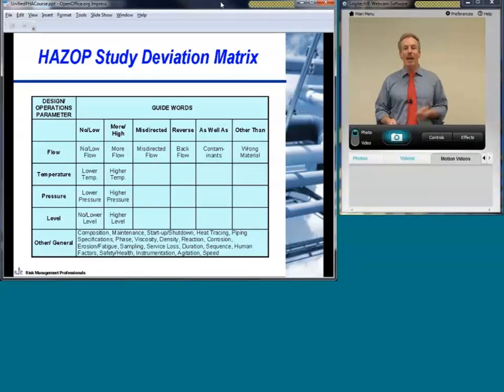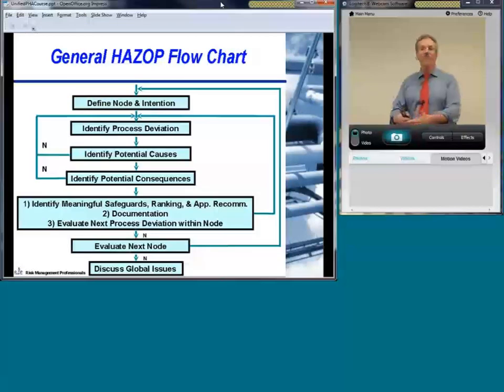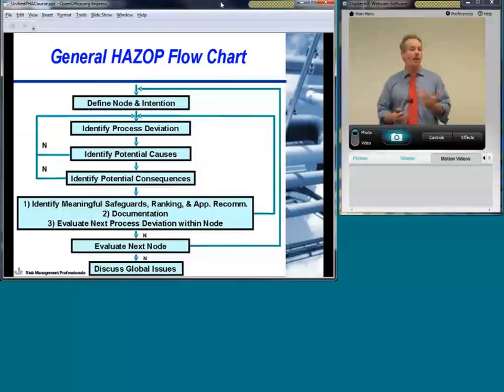This is a very cyclical approach. You've got a very regimented definition of nodes, application of process deviations, causes that are credible that you want the team to look at, consequences associated with those causes. Again, ultimate consequences that take you down a path of how bad can it get. Then with that scenario, understanding of the scenario, identifying the safeguards that function as a buffer between those causal events and the ultimate consequences associated with that scenario.